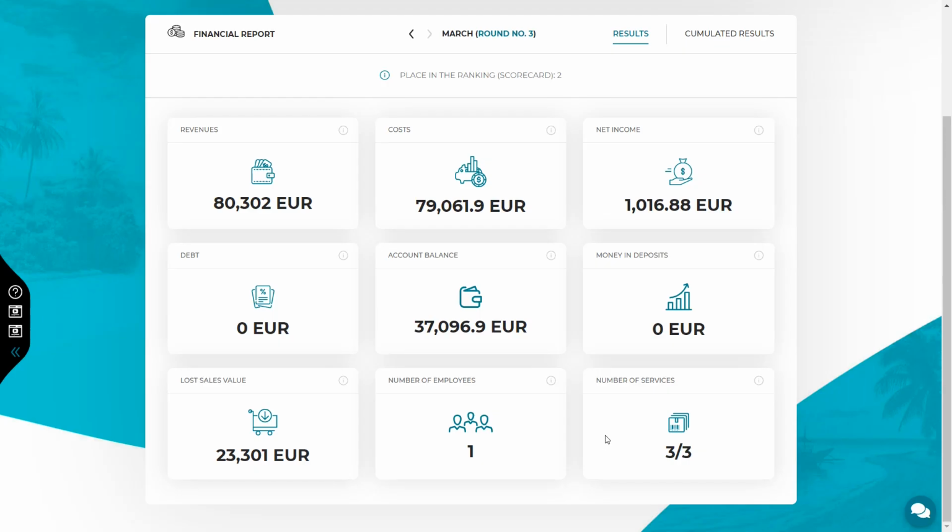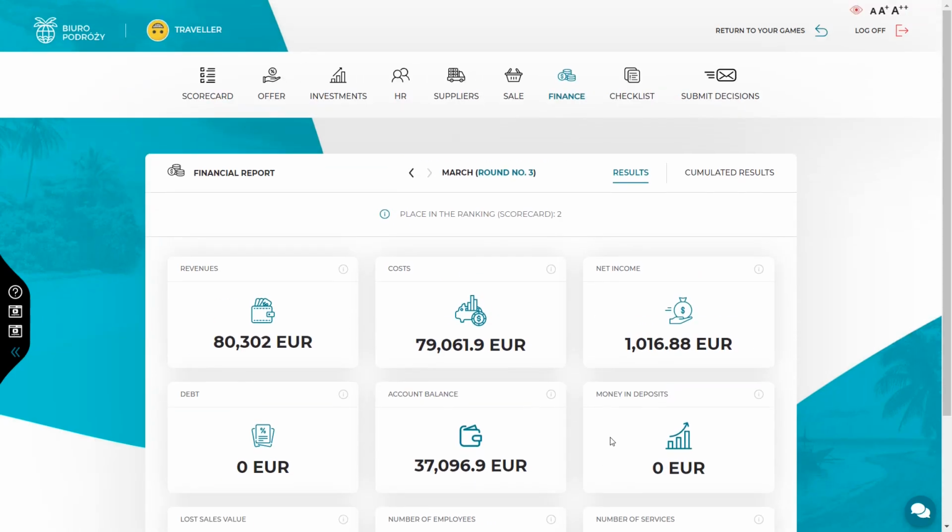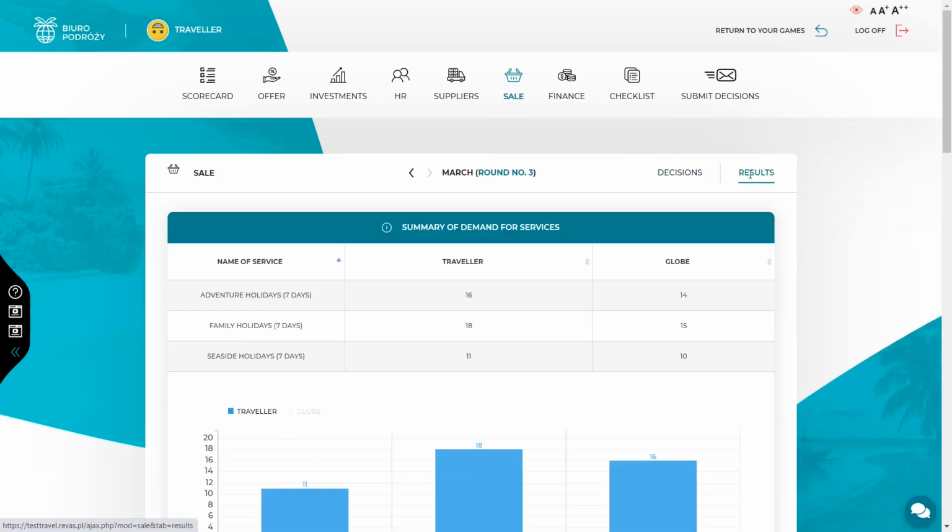Now, let's move on to the sales tab. Remember that you must understand how your offer was received by customers and how your competition prepared their offer. It is essential to draw a right conclusion and make a good decision in the next round. Go to the Sales tab and select the Results section, which is on the right.